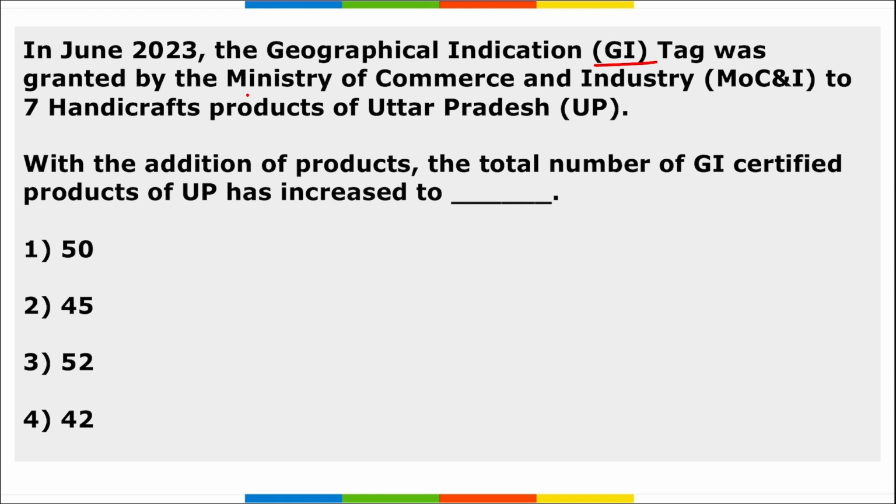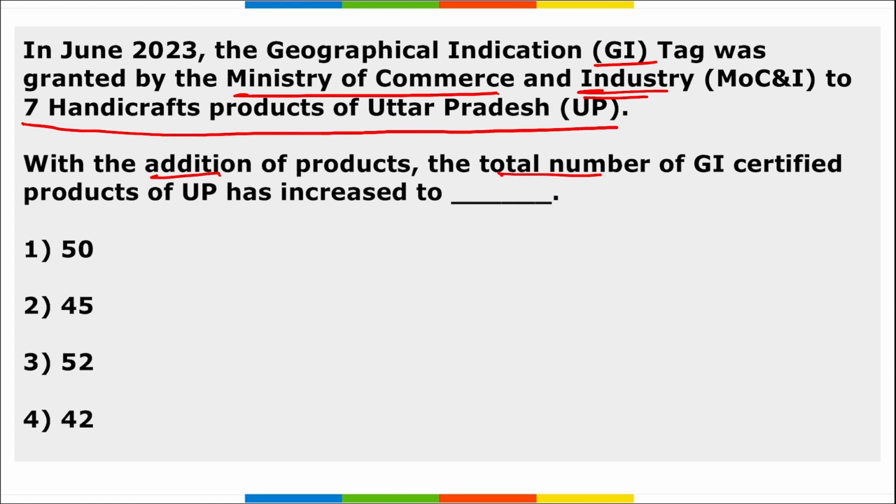Next, a GI tag, geographical indication tag, is given to a particular product for a particular location. Recently, a GI tag was granted by the Ministry of Commerce and Industry to 7 handicraft products of UP. With the addition of these products, the number of GI tags from UP has increased to 52. Correct? Also remember, if we ask which state has topped in the number of GI tags, it is Uttar Pradesh only, with a total of 52 GI tags.